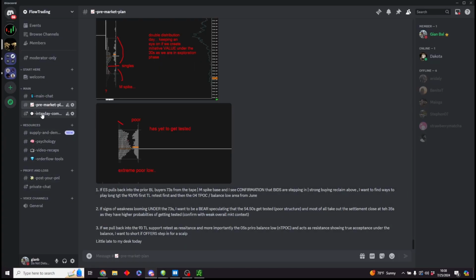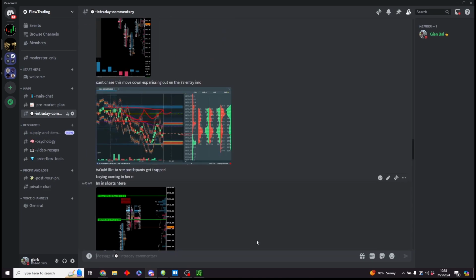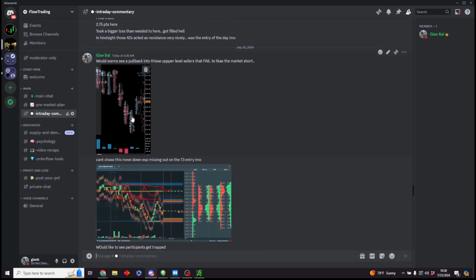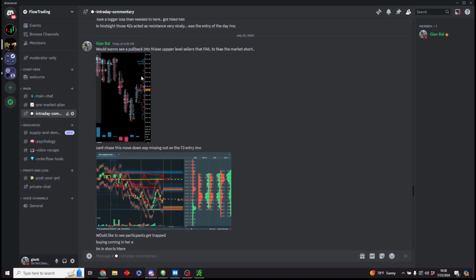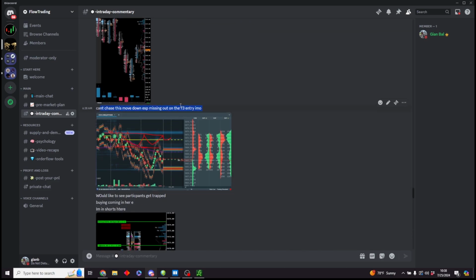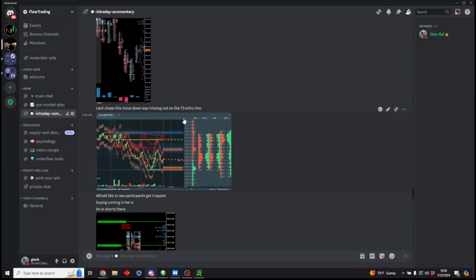So that's the plan, and I'll go over my trades real quick. I got to my desk a little bit late, so I saw some buying at those 7-3s. You can see clear buying that failed to hold and sustain. I can't chase this move down, especially missing out on that 7-3 entry, which I would have gotten if I was at my desk.